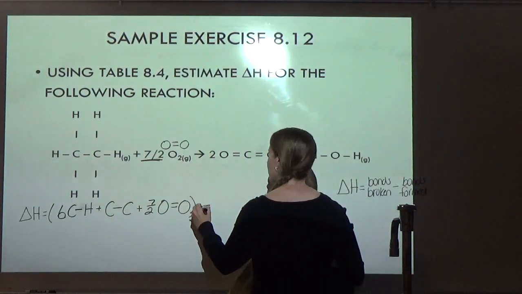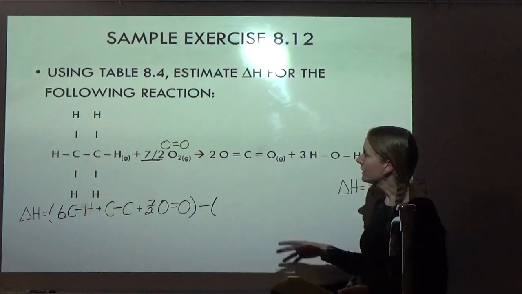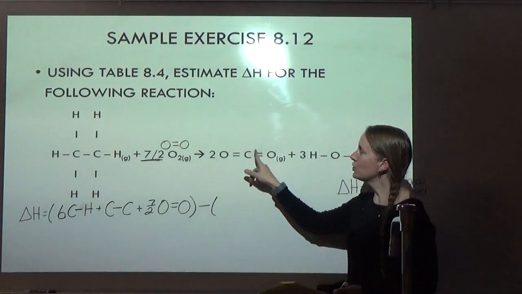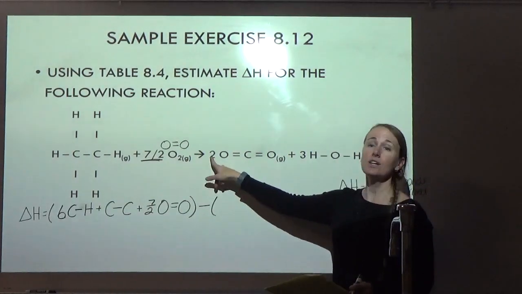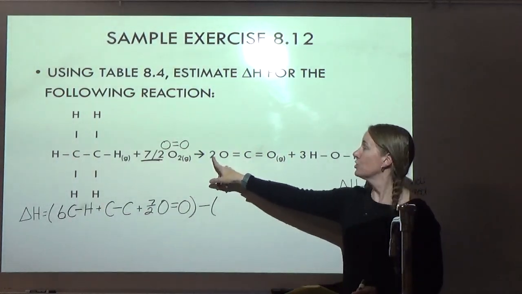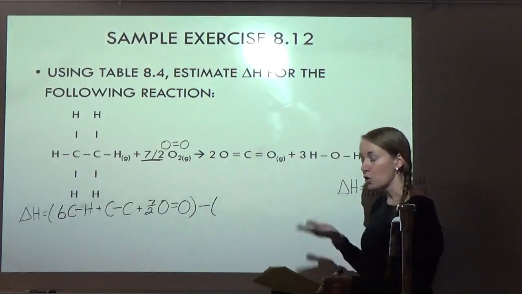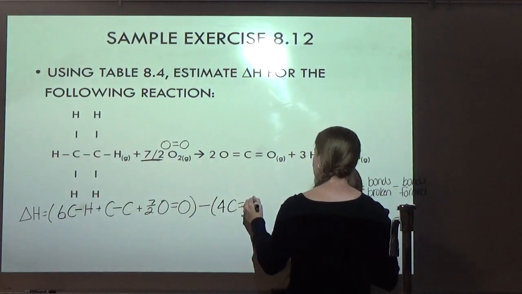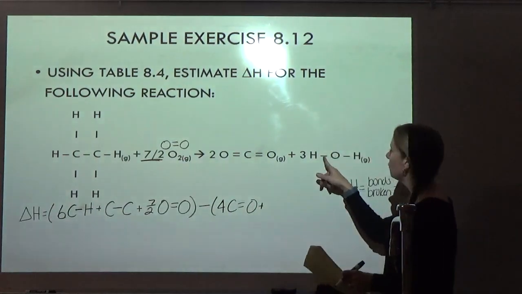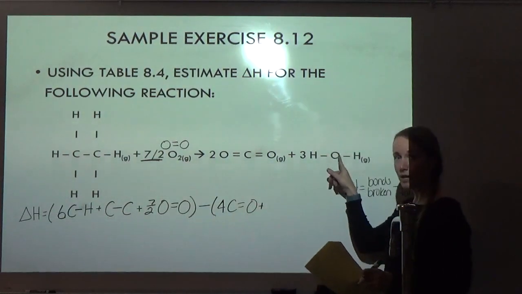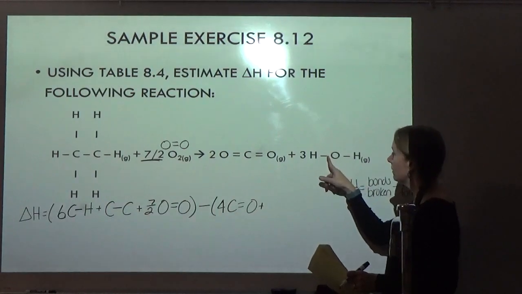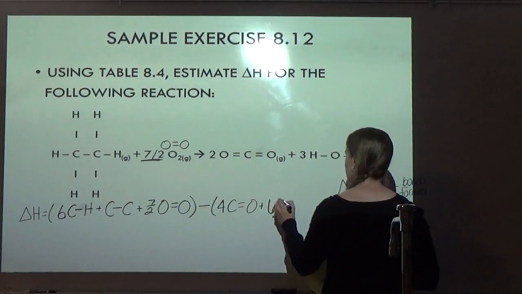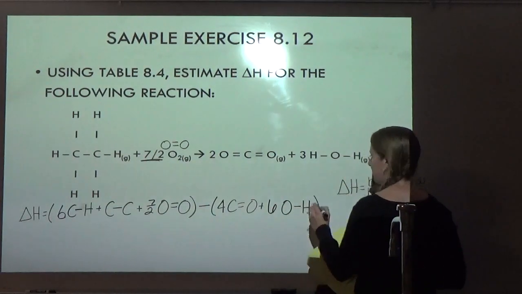All right, now I do minus bonds formed. I can see over here, I'm forming a CO double bond, but I'm forming 2 of them, and I'm also going to multiply that by 2 because it has a coefficient. So I really have 4 CO double bonds. I'm going to form OH single bonds, but I'm going to form 2 of them, but I'm really going to form 6 of them. So you just got to make sure you're using your coefficients, the 6 OH bonds.